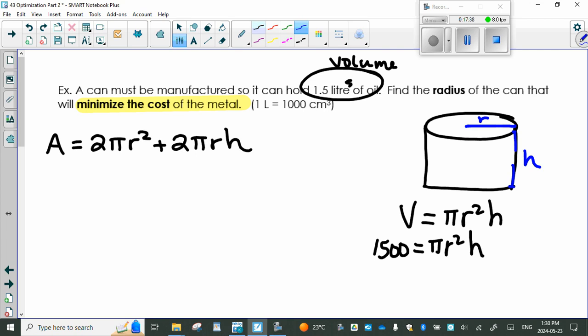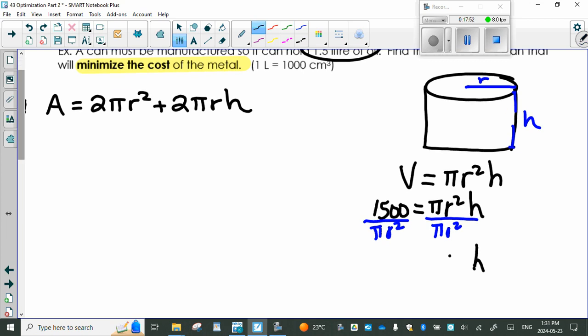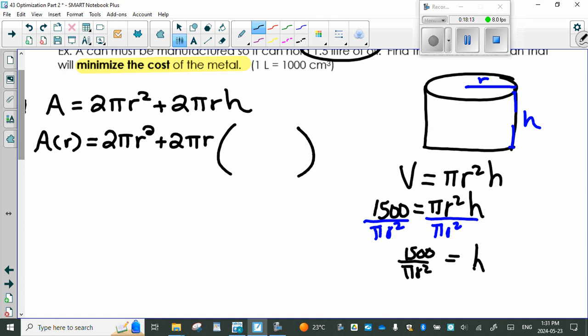And how would I get h by itself? Divide by pi r squared. Awesome. So I've got that h is equal to 1,500 over pi r squared. And now when I come over here, I can make A as a function of r. So A at r is 2 pi r squared plus 2 pi r times 1,500 over pi r squared.